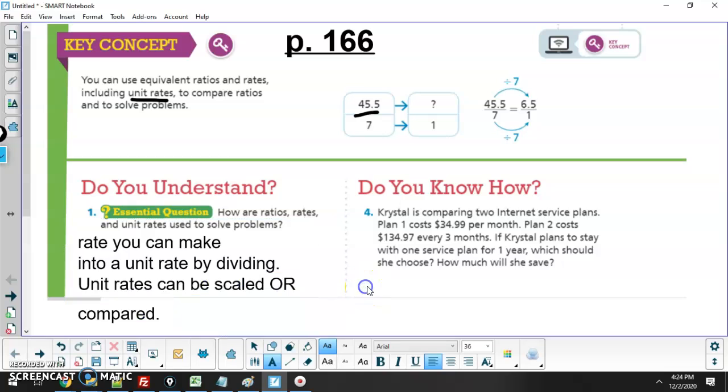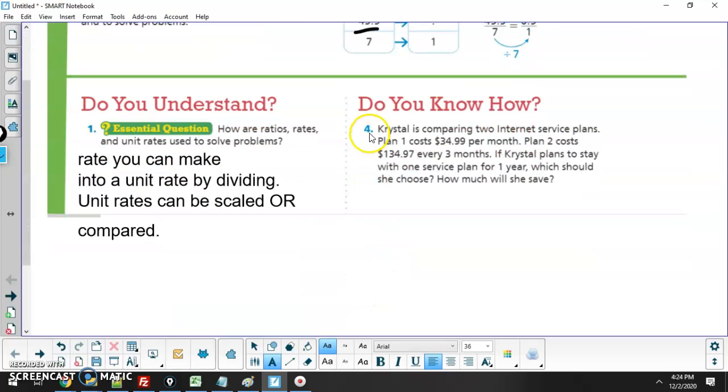For example, let's look at question 4. You have two internet service plans. Plan 1 costs $34.99 per month. Plan 2 costs $134.97 per every 3 months. If Crystal plans to stay with one service plan for 1 year, which should she choose? And how much money will she save?